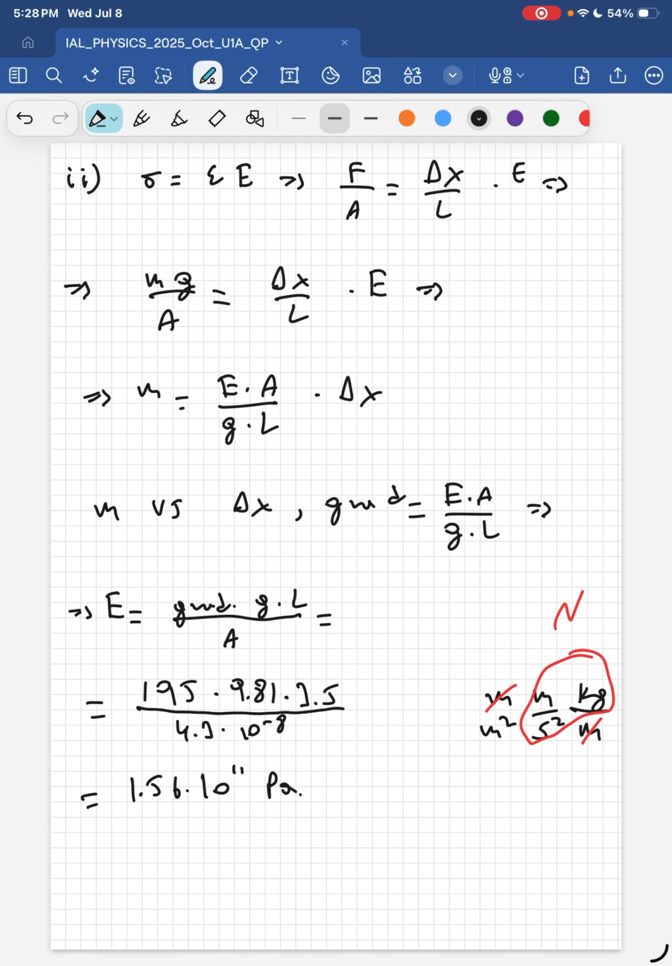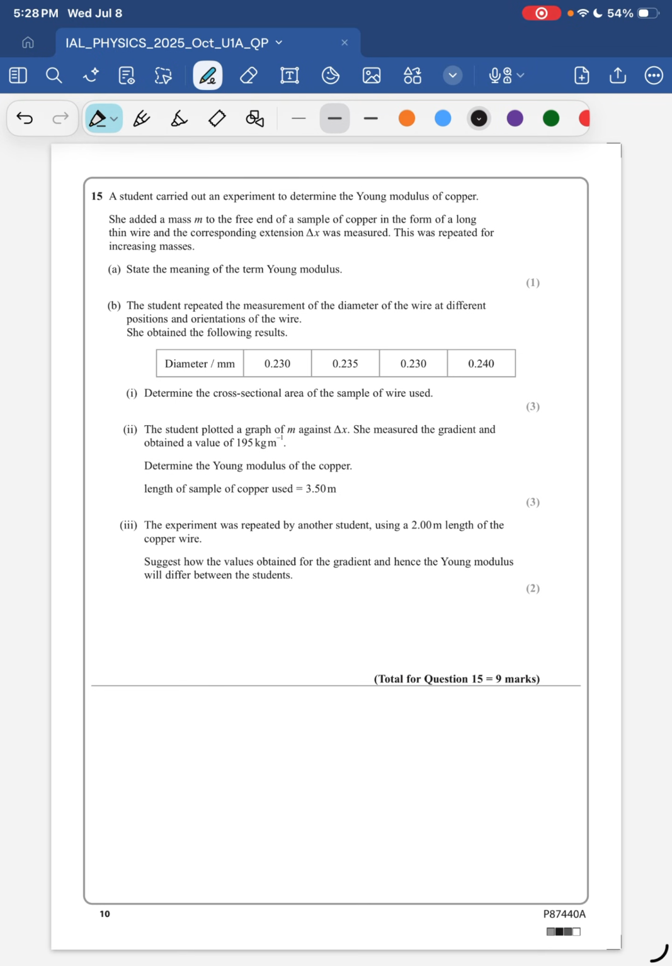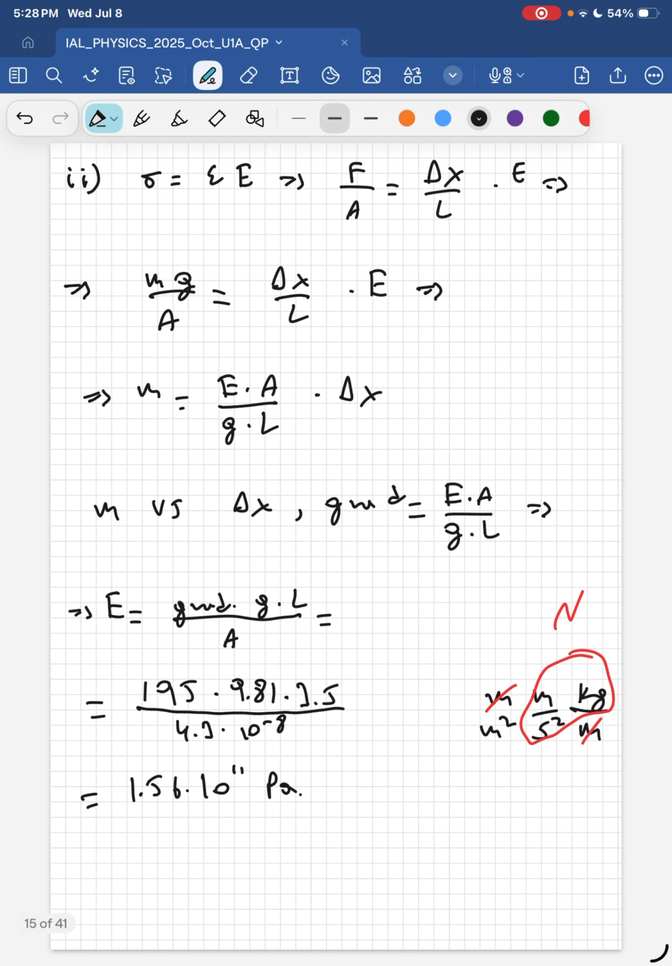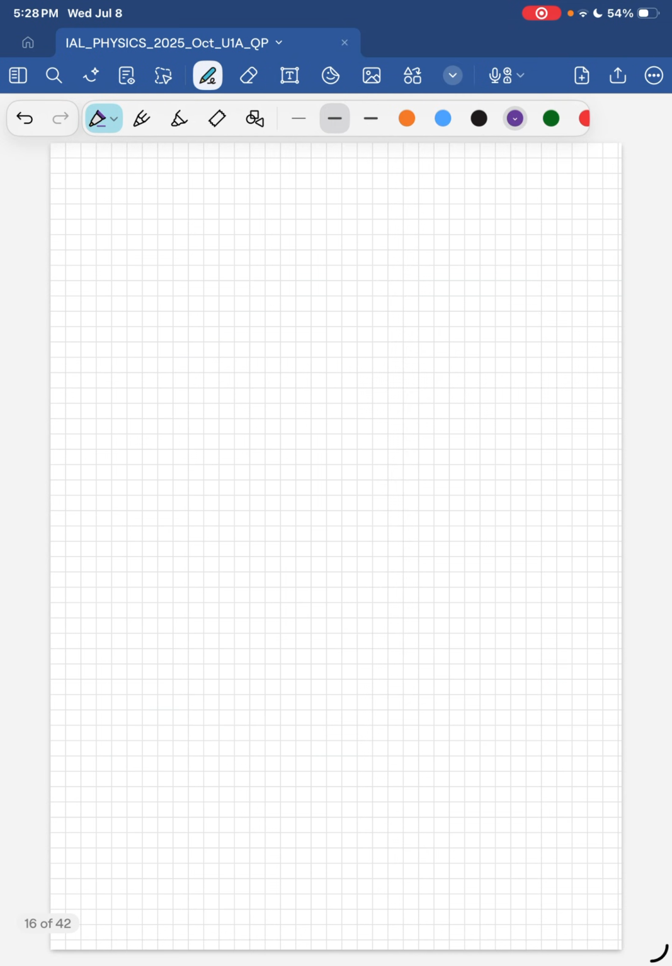That's the answer. Part 3, the experiment was repeated by another student using a 2-meter length of the copper wire. Suggest how the values obtained for the gradient and hence the Young modulus will differ between the students. So we will start with this equation. So let's use a clean page.